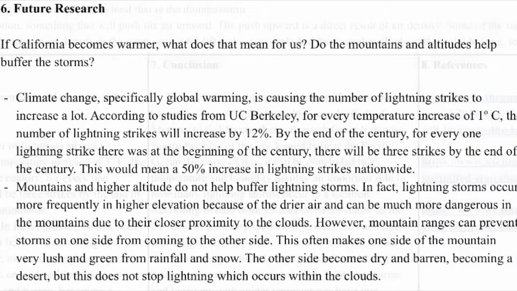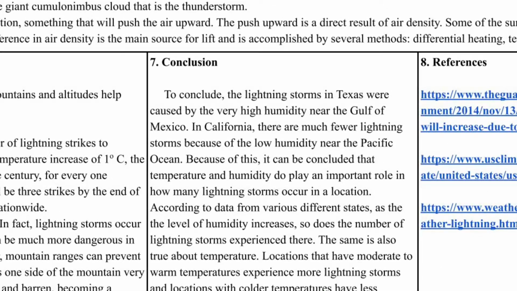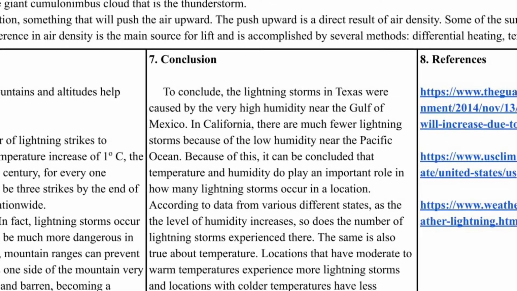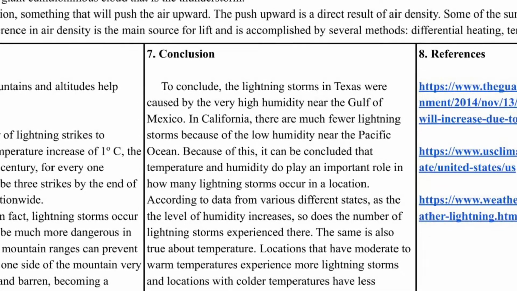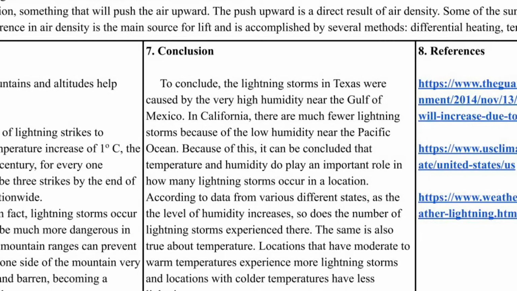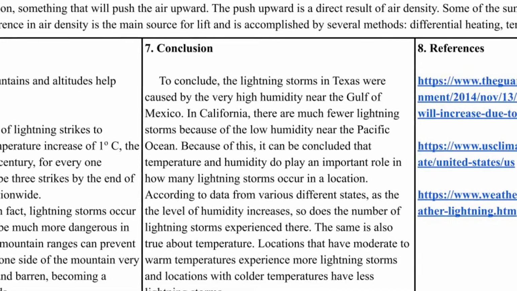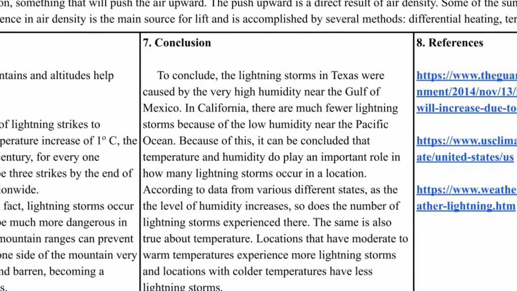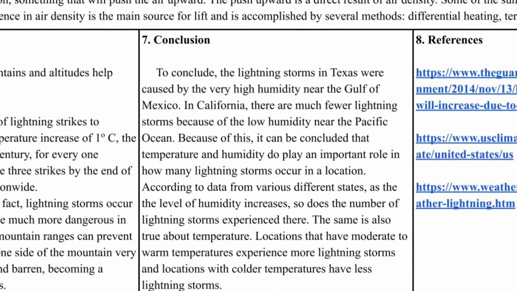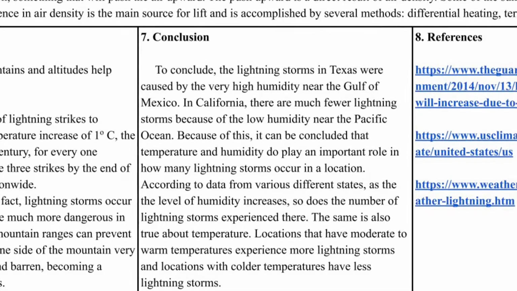The conclusion. To conclude, the lightning storms in Texas were caused by very high humidity near the Gulf of Mexico. In California, there are far fewer lightning storms because of the low humidity near the Pacific Ocean. Because of this, it can be concluded that temperature and humidity do play an important role in how many lightning storms occur in a location.